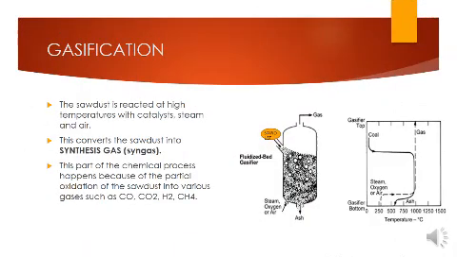The sawdust is reacted at high temperature with catalyst, steam and then air. This converts the sawdust into synthesis gas, which is known as the syngas. The syngas contains various gases such as carbon monoxide, carbon dioxide, hydrogen gas, and methane.